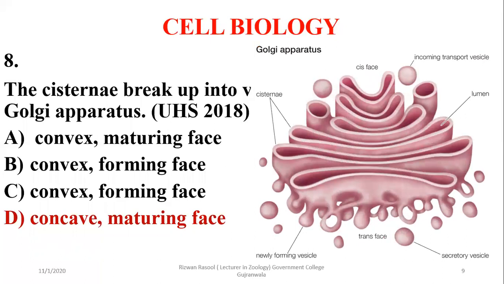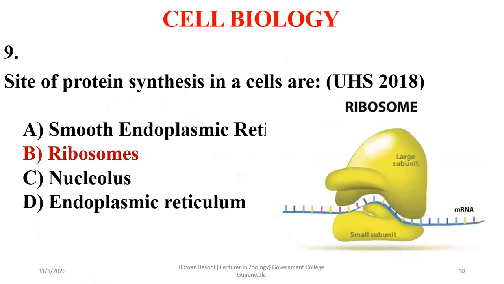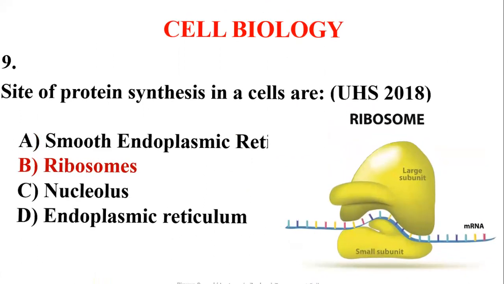As you can see over here, the inner side is also known as the cis face, from where incoming transport vesicles from the SER are coming, and the outer side is also known as the trans face, which is concave as well as maturing. Number 9, the site of protein synthesis in a cell is obviously ribosomes, and the site for ribosome synthesis is nucleolus, beta.